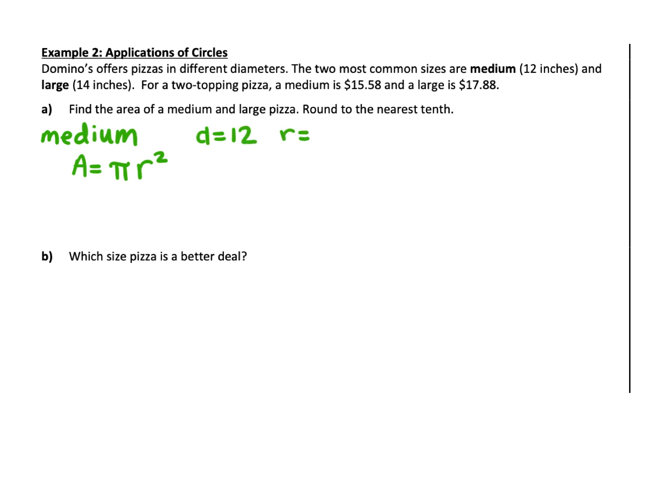So the radius is going to be half of that, 12 divided by 2, so r is 6. And now if we take pi times 6 squared, 6 squared is 36. So we have area equals 36 pi. Now we do want to find this to the nearest tenth.